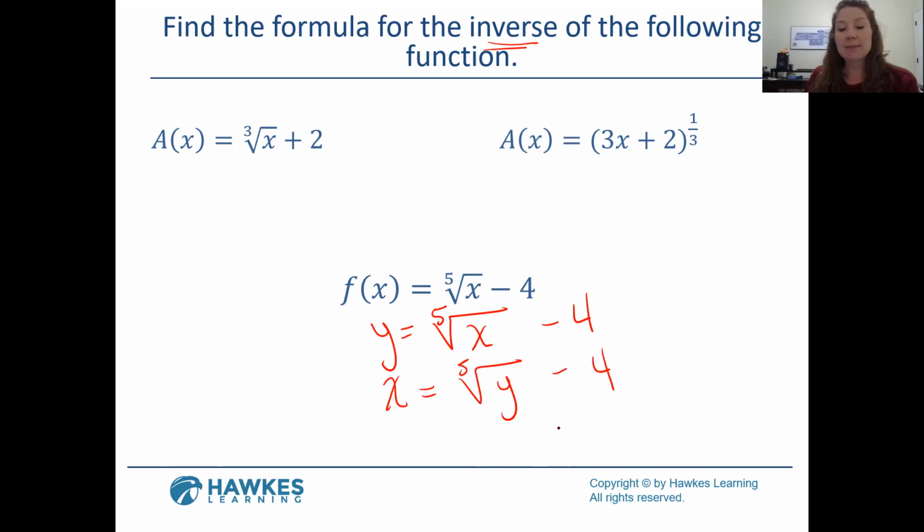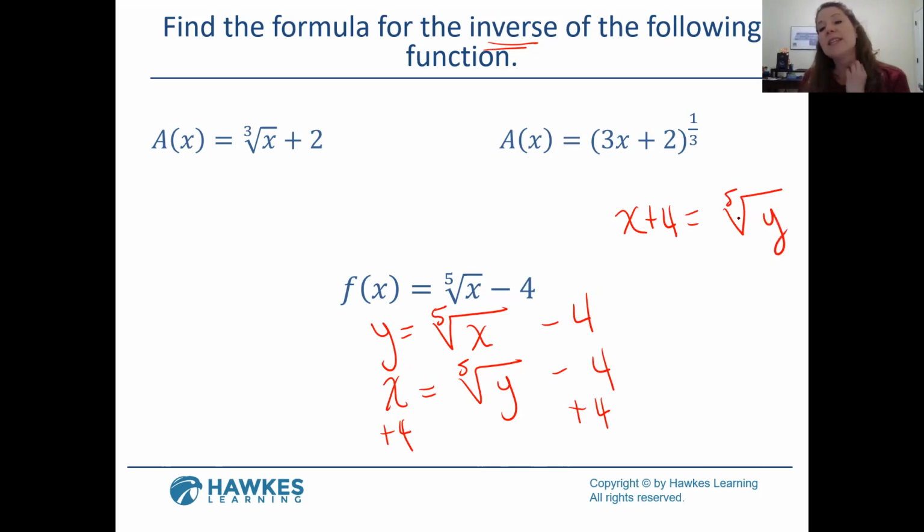And now the last step is to solve for y. Well, y is stuck under this radical, so the only thing I can do for now is add 4. So I have x plus 4 is equal to the cube root of y. And the only way to get rid of this radical, cube root or 5th root of y, is raise it to the 5th power.